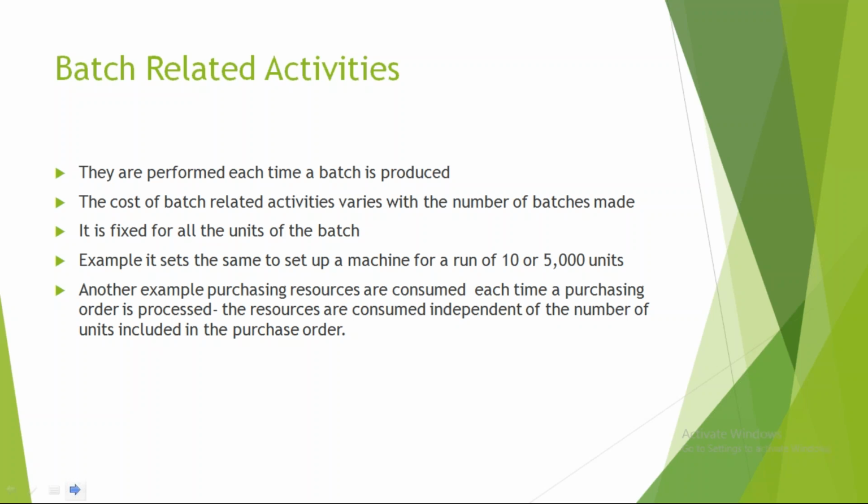Another example that they have quoted is the purchase order process. Independent of the number of units included in the purchase order, whether you're ordering 10 units, 100 units or 200 units, it is the number of purchase orders that is causing the activity to move up or down, and that's what a batch related activity is.